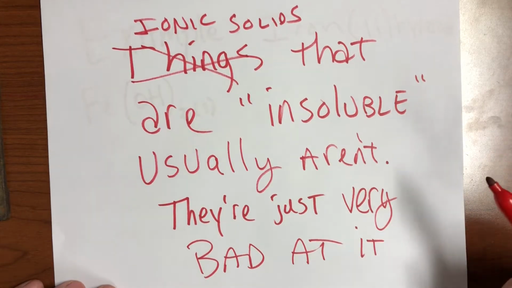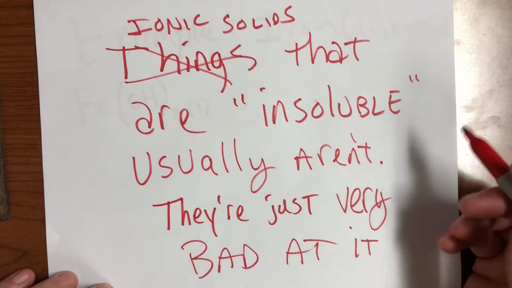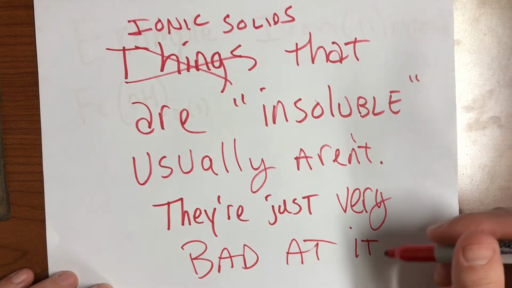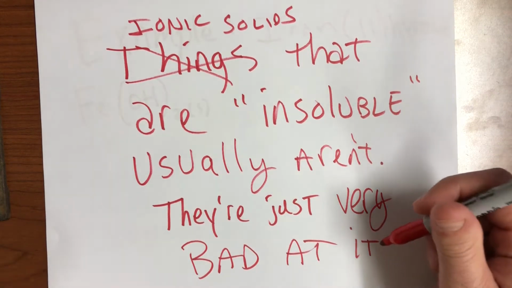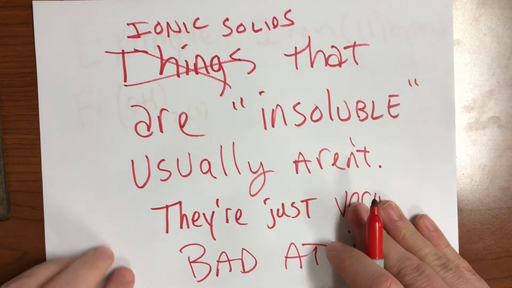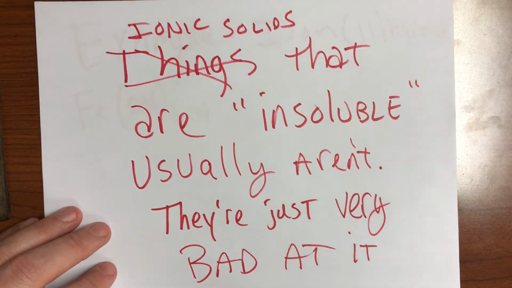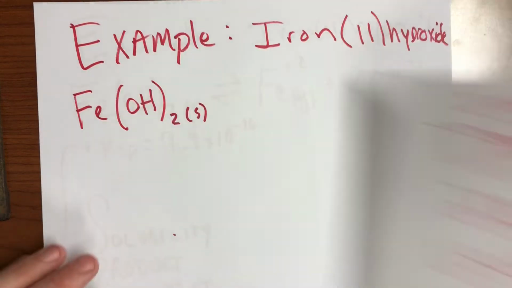So a lot of times when we talk about ionic solids being insoluble, we don't really mean they're insoluble. What we mean is that they're really bad at dissolving. They don't dissolve very much. They do dissolve, but not very much. And so this entire lesson deals with how we can calculate the solubility of things that don't dissolve very much.